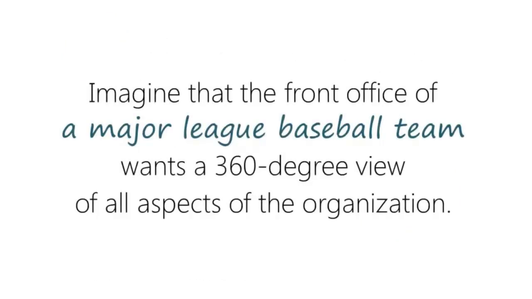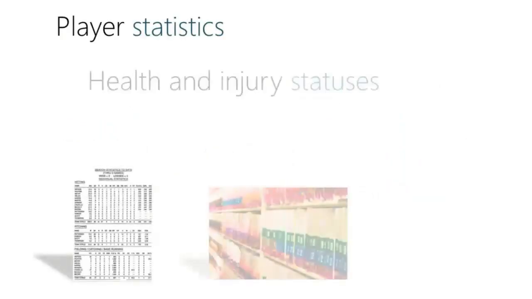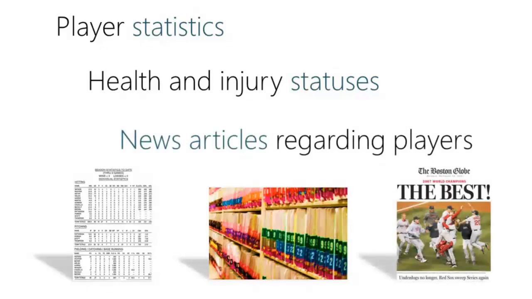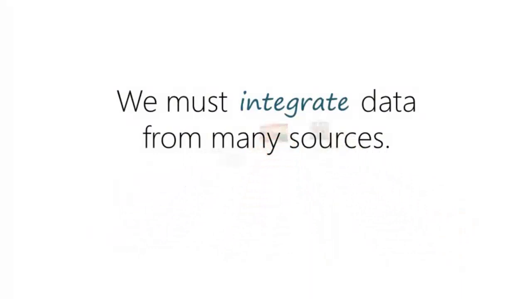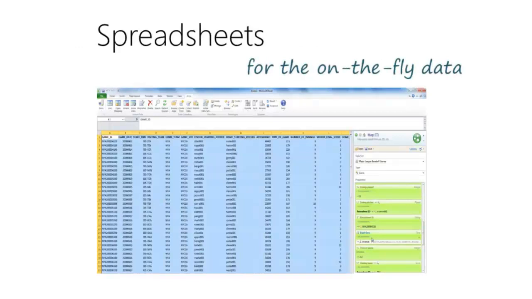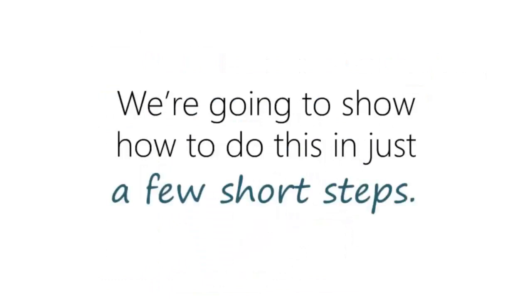Imagine that the front office of a prominent Major League Baseball team wants to have a 360-degree view of all aspects of the organization, ranging from statistics about their players and other players in the league, the health and injury status of their current players on the roster, or even news articles about those players and things that are being said about them. To do this, we have to integrate data from many sources, including relational databases for our statistical data, spreadsheets for the on-the-fly data created by members across the organization, such as health personnel, and news sources, such as Google News, to get the latest news about our baseball players. We're going to show how to do this very easily in a few short steps.